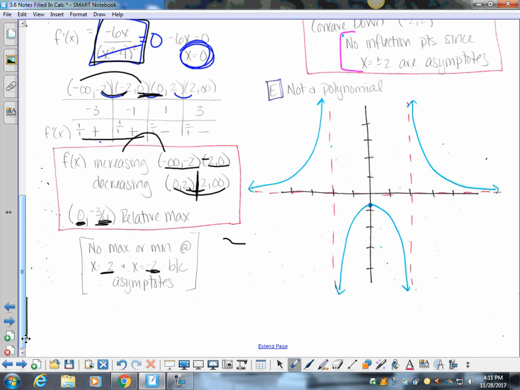You can use your calculator to help graph this, but I want to warn you, you need to be able to graph this just based on the information that you have discovered. Because sometimes you'll be asked to graph this without a calculator. But with the increasing, decreasing, and the concavity and your intercepts, you should be able to graph this without a calculator.